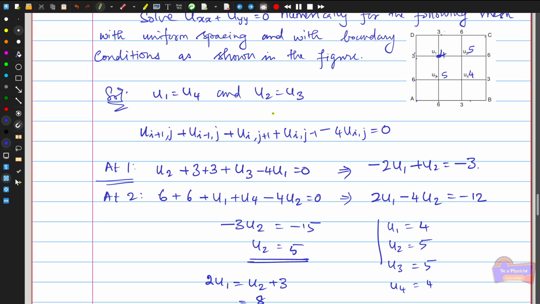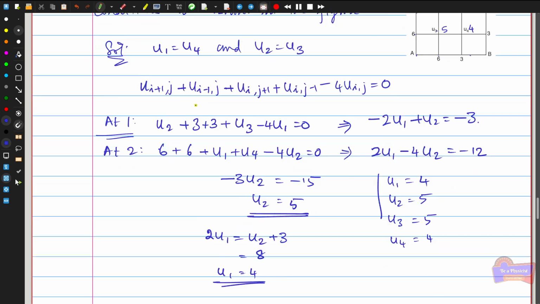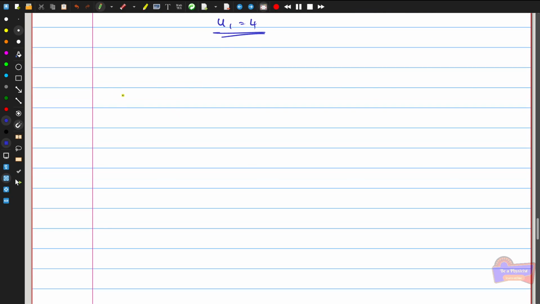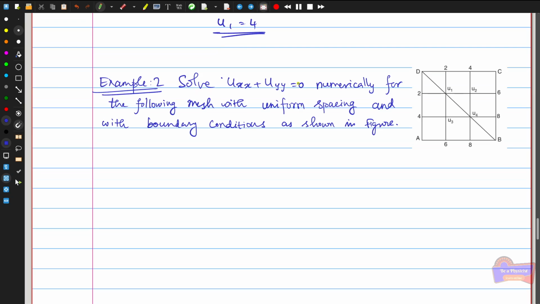Similarly, I will explain one more example. The next problem is to solve the Laplace equation numerically for the following mesh with uniform spacing and with boundary conditions as shown in this figure. The boundary values are given in this figure. You have to find the values of u1, u2, u3, and u4 using the boundary values given. So you can see this problem.